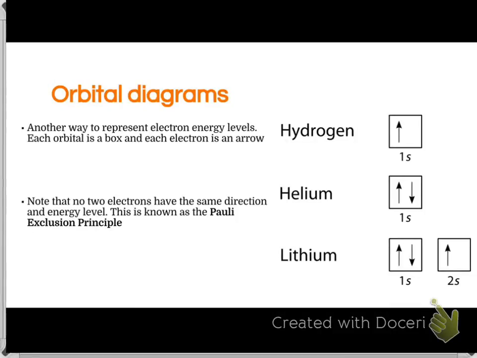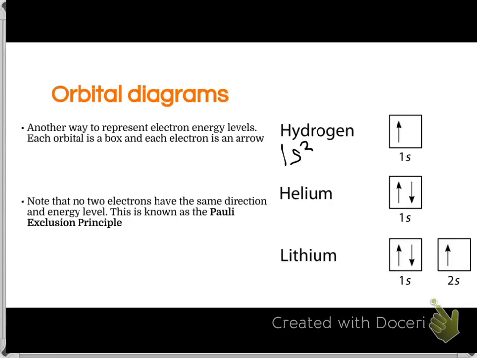Okay, so we have one final way to represent electron configurations, and it's called orbital diagrams. It's the same idea as the electron configurations. We're just drawing it instead of writing symbols. So the electron configuration for hydrogen that we had from before is 1s2. So in order to show the 1s energy level, I just draw a box and I label it 1s.